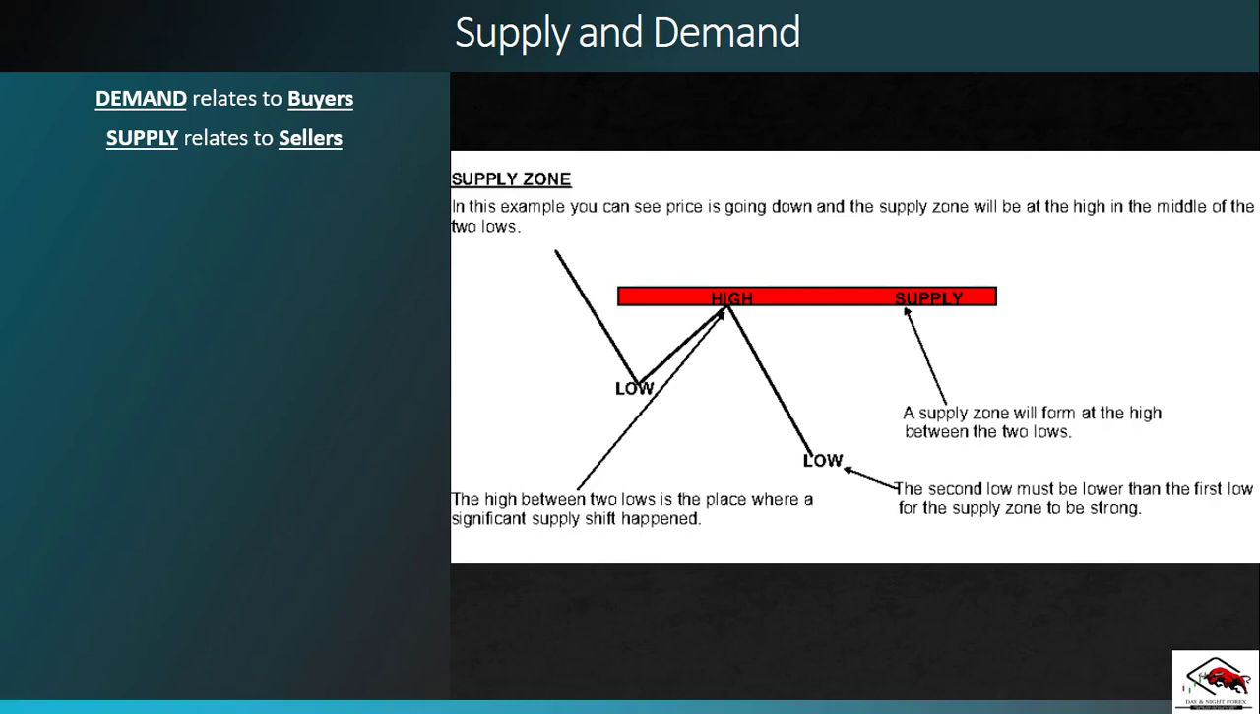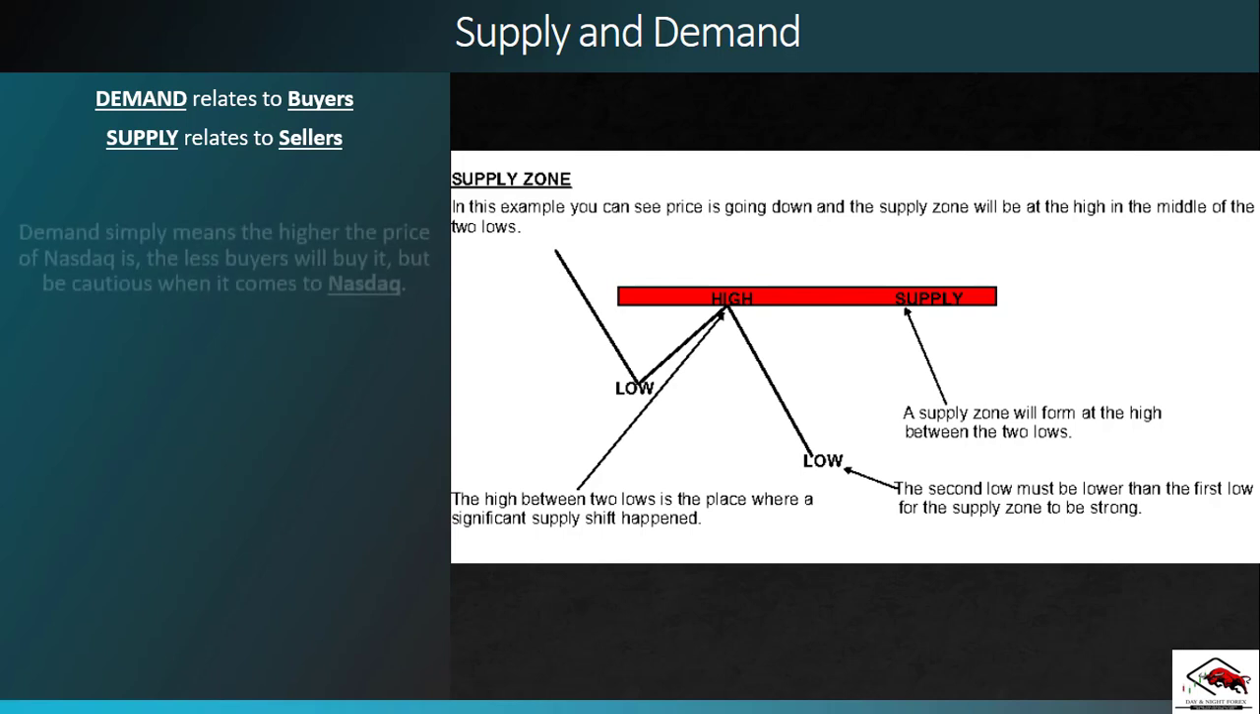Basically, sellers are in control at supply zones, meaning there's a lot of sellers in the market and the price will start going down, right? Investors holding their buys will start selling and then the market goes down. So the supply is increased at supply zones and demand is increased at demand zones, right?